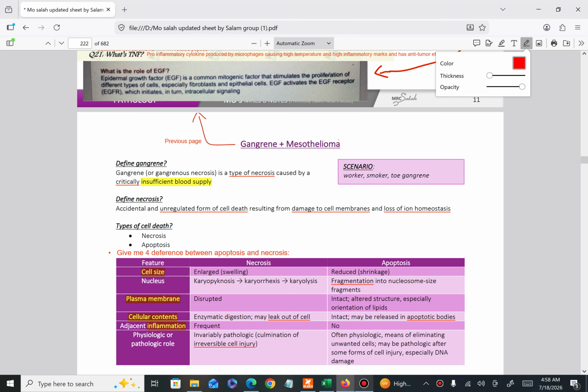Let us discuss the next session from pathology for MRCS Part B, and that is gangrene and mesothelioma. Okay, so first we will discuss the gangrene.